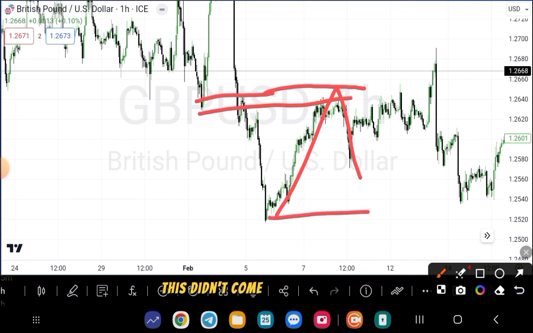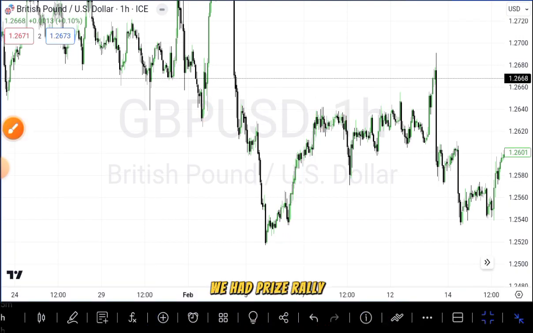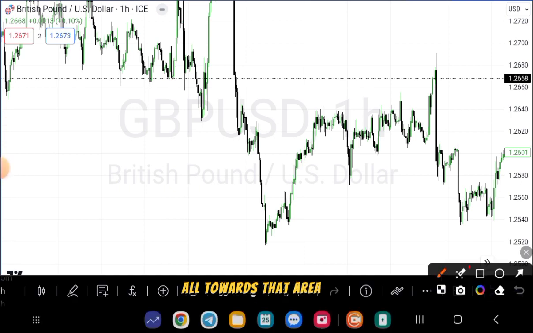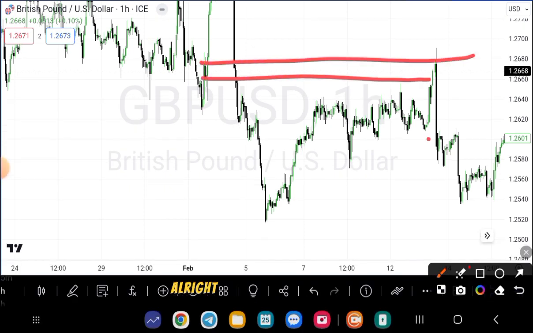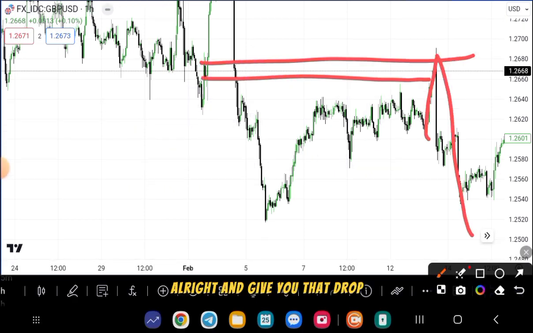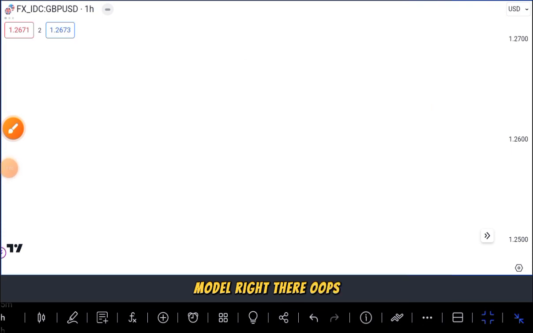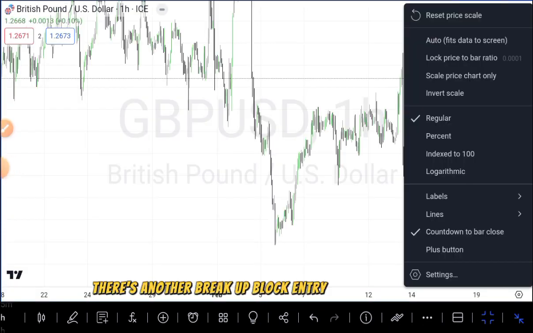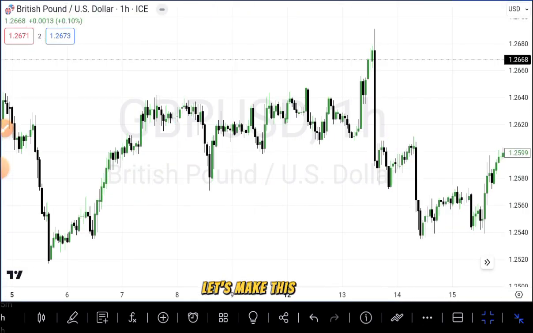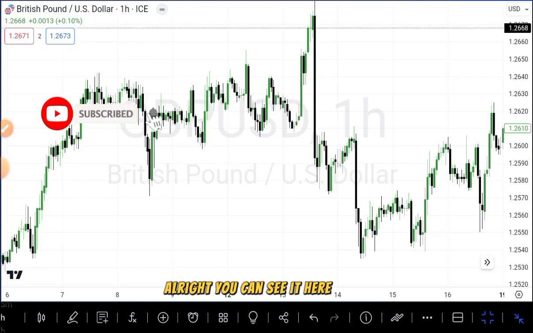Though this didn't come all the way down to take this at first, during the week we had price rally all the way towards that area here, and give you that drop. Now notice there is another breaker block entry model right there. Let's make this clear. You can see it here again.